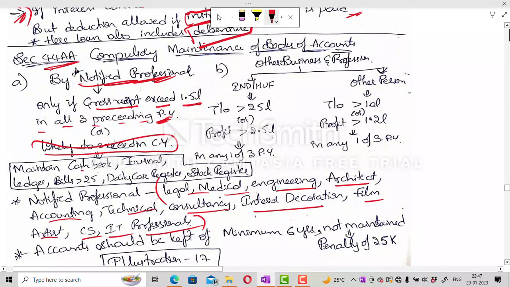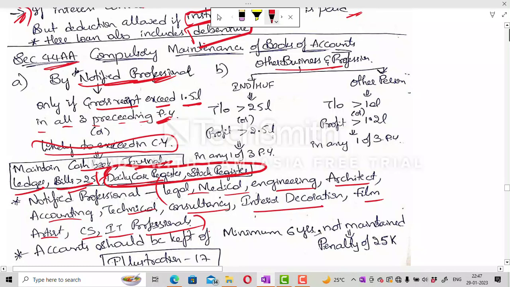What books of accounts? Cash book, journal, ledger, carbon copies of bills of more than 25 rupees, and daily case register and stock register in case of doctors. These two are available if it is a doctor only, that is medical professionals.